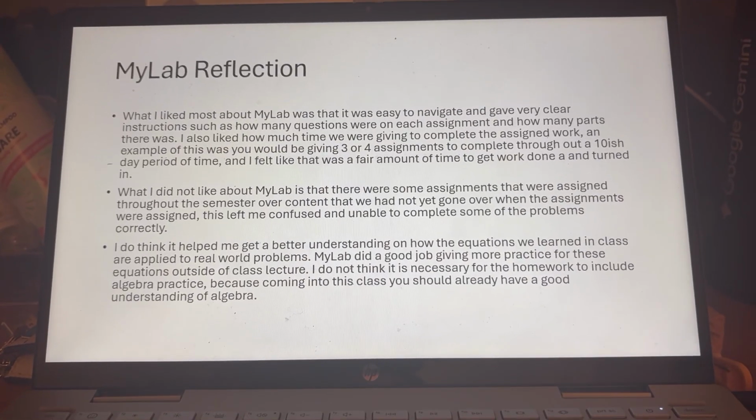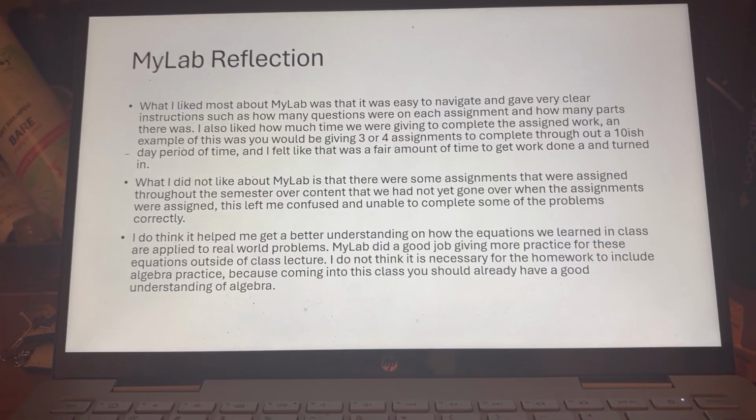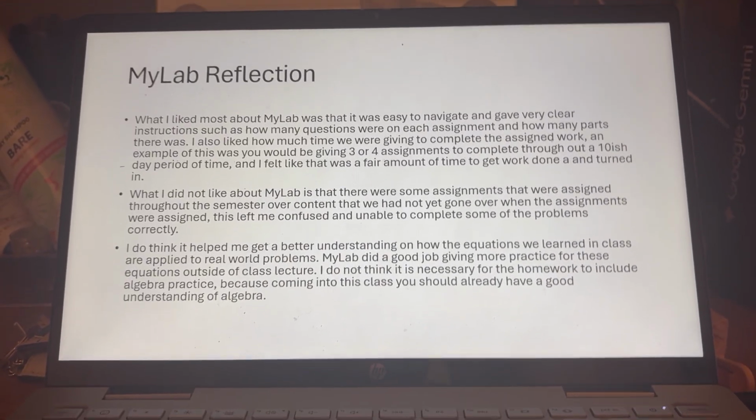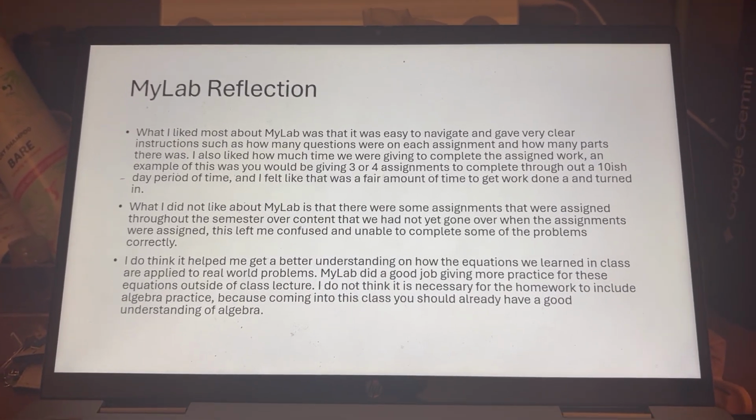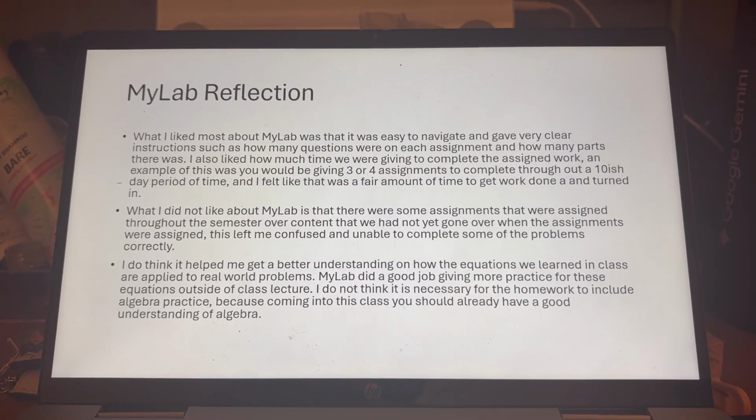What I didn't like about my lab is that some assignments that were assigned earlier in the semester covered material we just did not go over. So it was very hard to do the assignments and do a good job and quality work, because we just never went over that material.